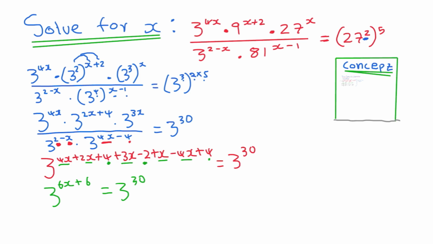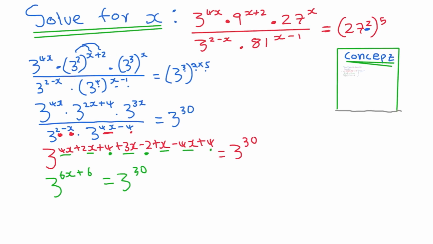Now, when you are done with the exponents, like when you have 3 to the exponent 6x plus 6 equals 3 to the exponent 30, now that the bases are the same and the exponents are simplified, you can just drop the bases. Every time you have powers of the same base on either side of the equal sign, you can start equating the exponents and drop the base. Does that make sense? So therefore, I'll be left with 6x plus 6 equals 30.